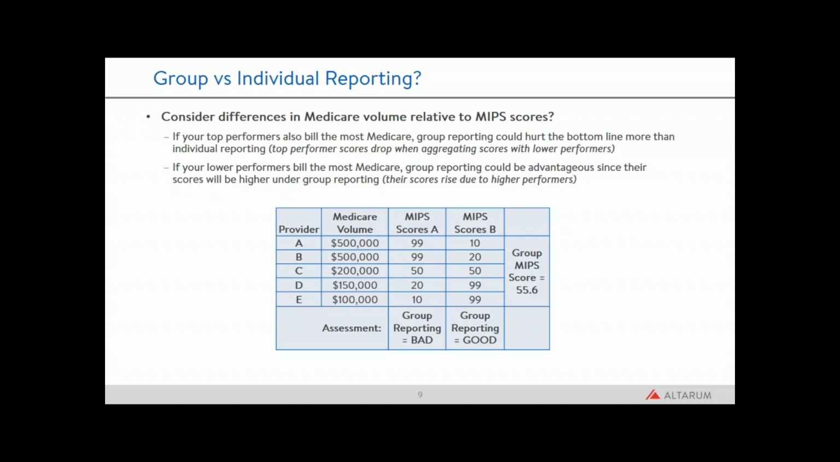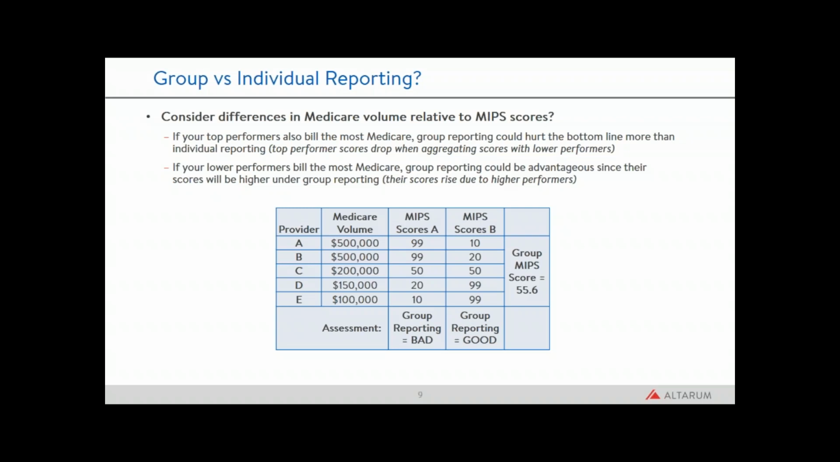But if your lower performers bill the most Medicare, group reporting could really be advantageous in that model, since the scores will rise due to the higher performers. So overall, the bottom line could be increased there by those higher Medicare folks getting pulled up by the group score.